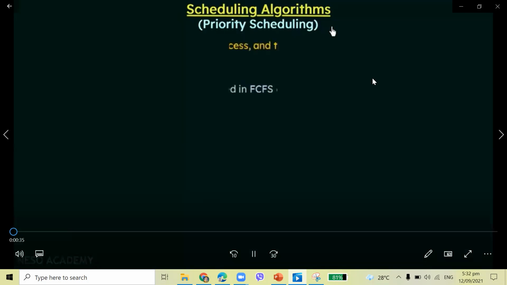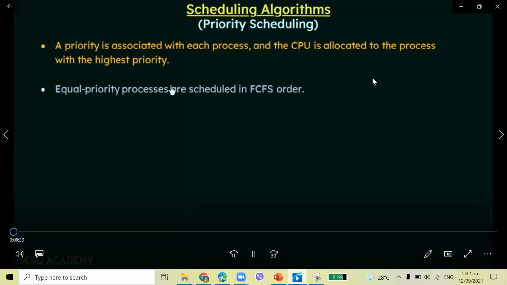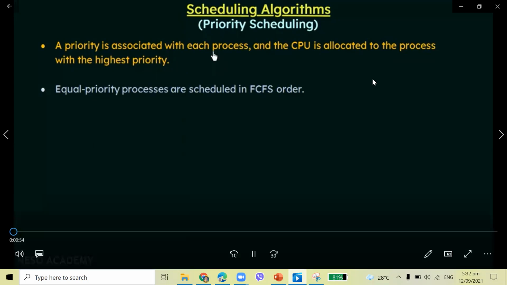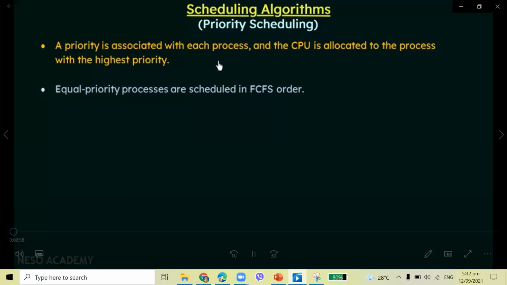Alright, so let's get started. In priority scheduling, a priority is associated with each process and the CPU is allocated to the process with the highest priority. From the name itself, we can understand that in priority scheduling, each process has a particular priority, and based on their priority, the scheduling will take place. So the process that has the highest priority will be given the CPU first, and then the process which has the next priority will be given the CPU next, and so on.